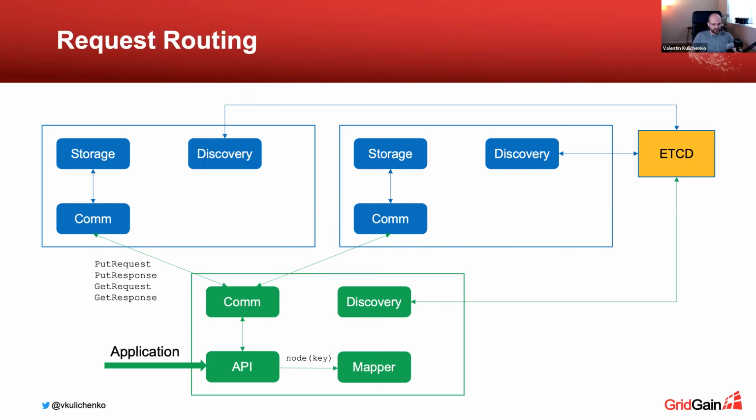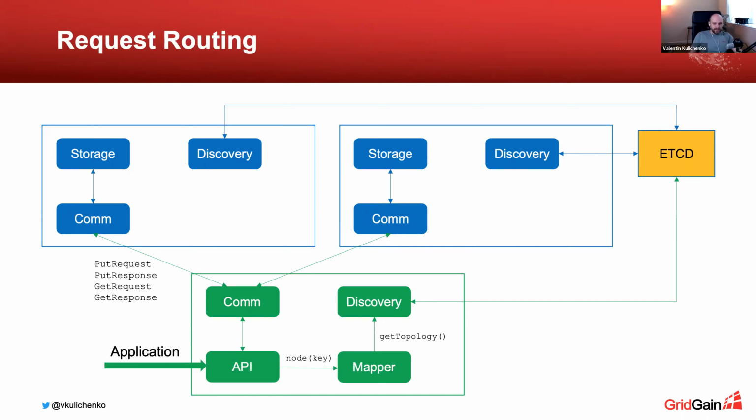So we have a key value operation, we get the key, and the API essentially will provide the key to the mapper. The mapper then will go to the discovery, ask for the topology, which is essentially the list of nodes that we have in the cluster, then do some magic there based on the key that it got from the API and the topology that it got from discovery, and give the address of the node back to the API, and then the API will be able to go through the communication to a particular node rather than just going to a random node or to a hard-coded node, right?